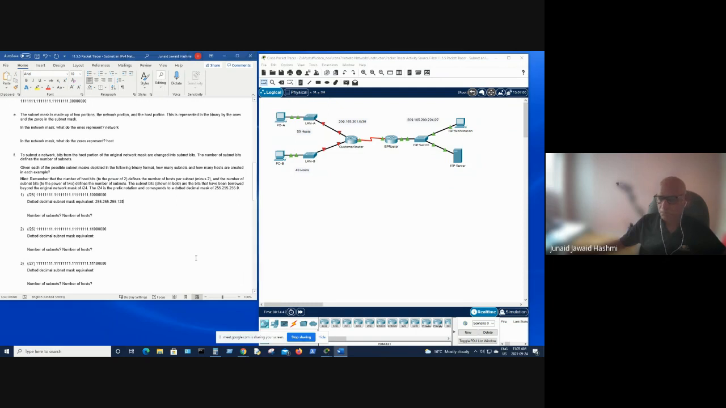Okay. So number of total networks are 4 subnets. Okay. And 64 hosts. How do we come up with this? By using the power. Okay, 2 to the power of 6 is 64.